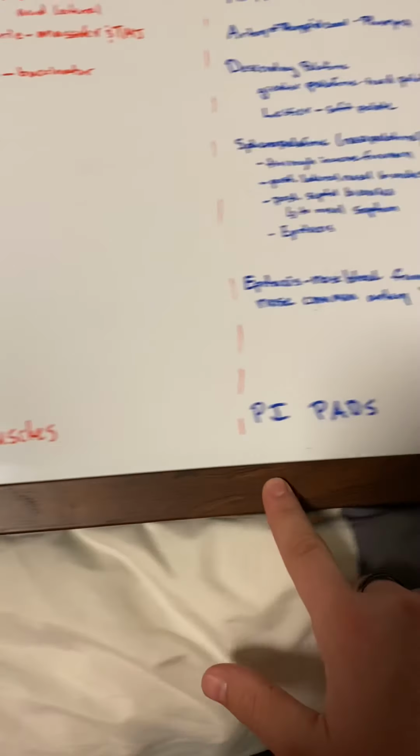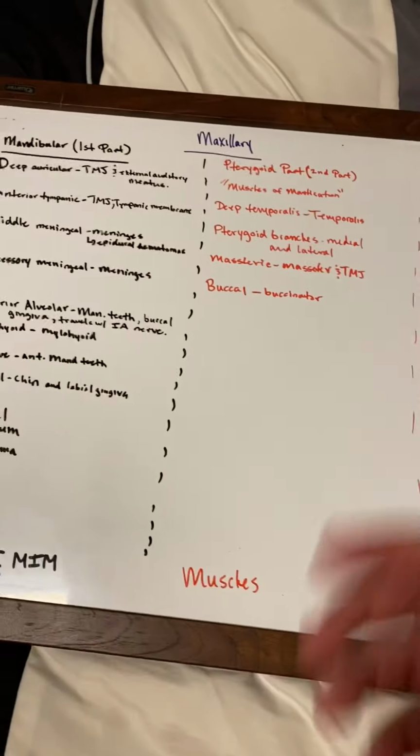So that's PI PADS. So we have DAM and I, or you can do DAM and IMIM. We have our muscles of mastication. Then we have PI PADS. That's the maxillary artery.